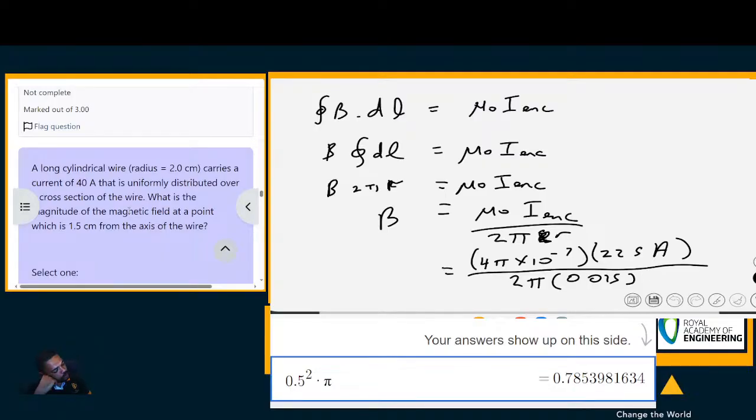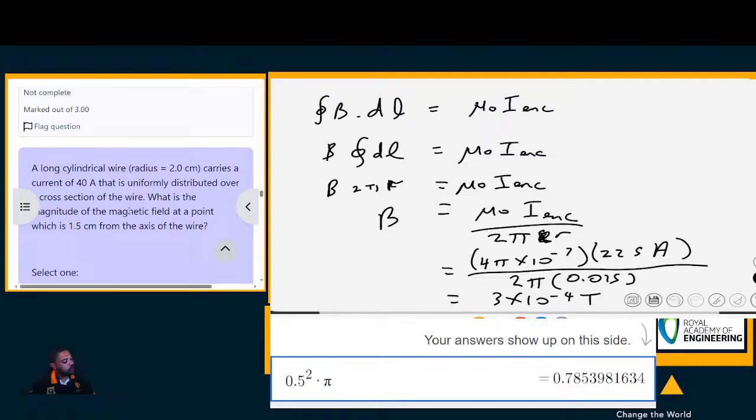And therefore, if you were to work this out, you should get r squared, so r should be on top, this will only be r, and on the bottom there should be r squared. Okay, so if you were to calculate all of that out, you should get 3 times 10 to the negative 4 Tesla. Okay, so 3 times 10 to the negative 4 Tesla. So that is what the magnetic field is at a distance of 1.5 centimeters.